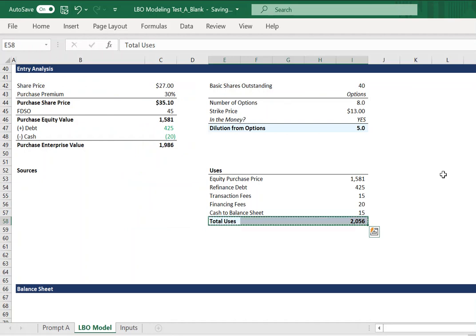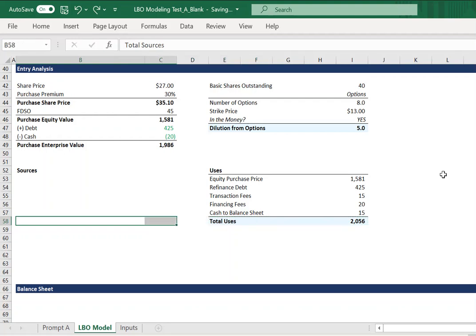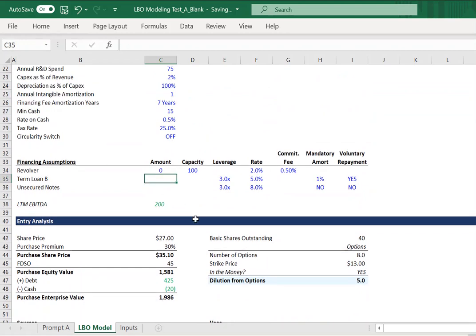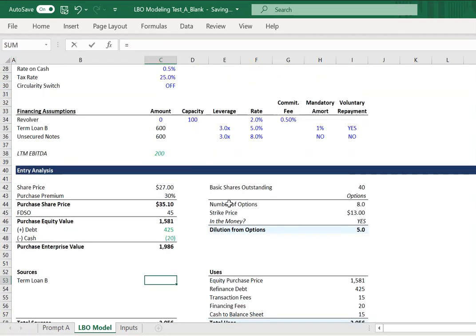All right, now our total sources is going to be equal to our total uses. So we can start at the bottom, total sources equals total uses, and then what are our other sources? Term loan B. If we go to our debt assumptions, let's fill those in, so we missed that in the beginning. 3 times our LTM EBITDA is how much term loan we're going to have, and 3 times our LTM EBITDA is also going to be our unsecured notes. So we're going to add $1,200 of debt to the balance sheet. Let's link that up.